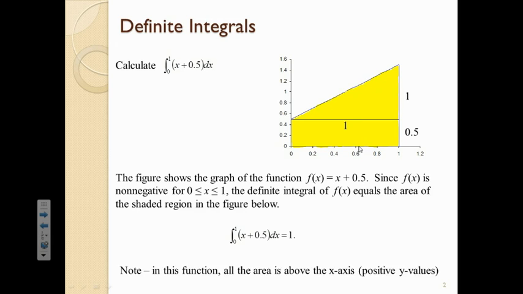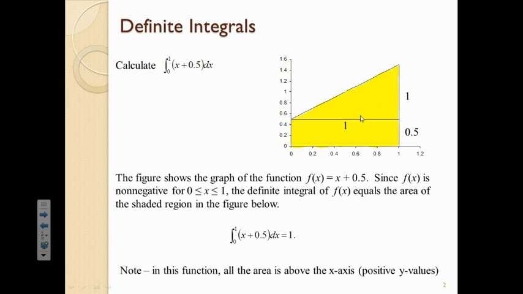We'll notice here in this particular function, all of the area is above the x-axis, and so when we get answers on this function, of course, they're going to be positive. And the area under here we would call positive area because it's all above the x-axis.